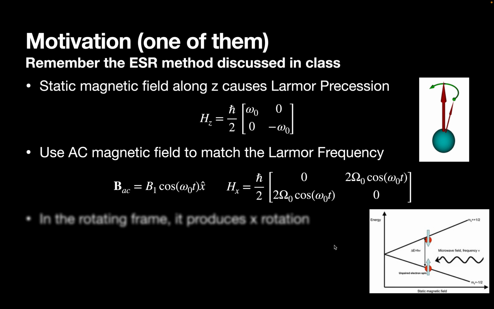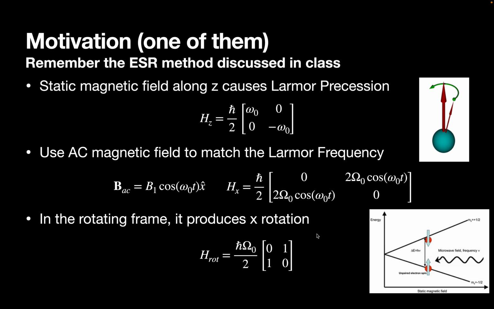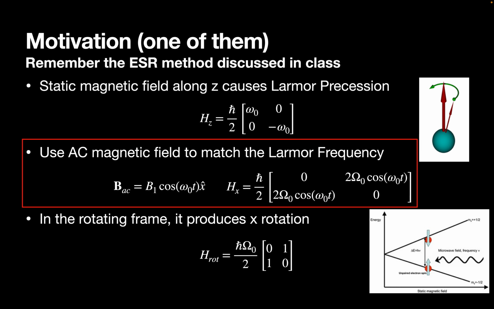And because the AC magnetic field frequency matches the Larmor frequency, what you see in the rotating frame is just Pauli X. This is great. This is effective in terms of controlling the spin. The challenging thing, however, in this is, as you may know, generating an AC magnetic field is pretty hard.